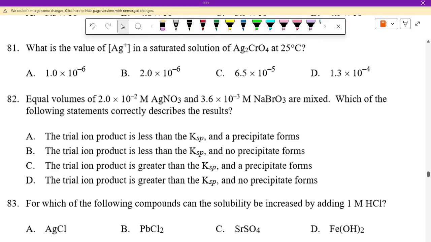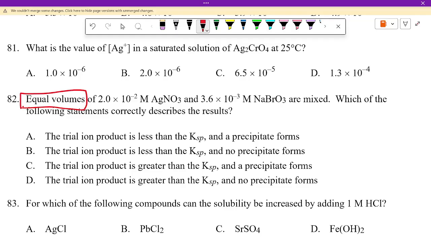Equal volumes of 2.0 molar AgNO3 and 3.6 molar NaBrO3 are mixed. So we have equal volumes. What happens to the concentration when we mix equal volumes? The concentration becomes half of what it was. So this is going to become 1 times 10 to the negative 2, and this is going to become 1.8 times 10 to the negative 3. And we are looking at silver bromate.